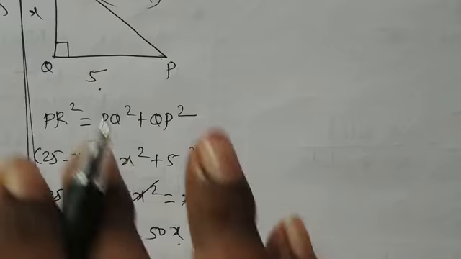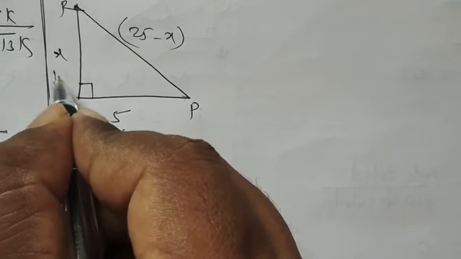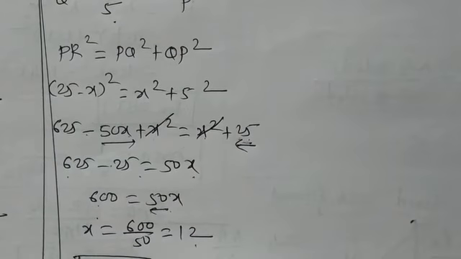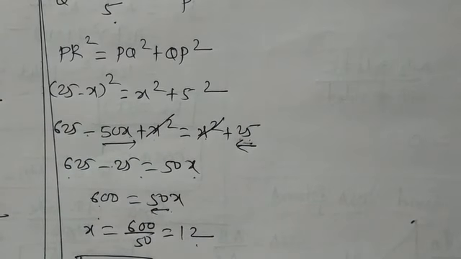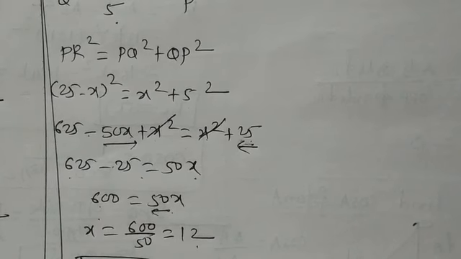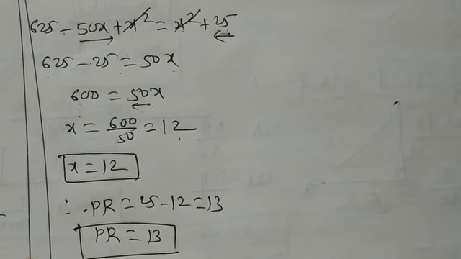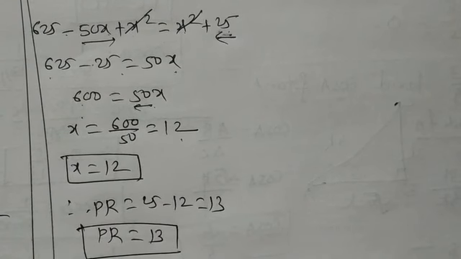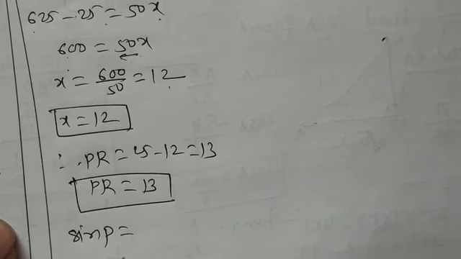Now x equals 12, that is, the value of this side is 12. Then what remains? PR is 25 minus x. Then PR is equal to what? 25 minus 12, that is equal to 13. Then PR is equal to 13. Then the question is: find the value of sin P. So sin P is equal to what? Tell me. Sin P is what?